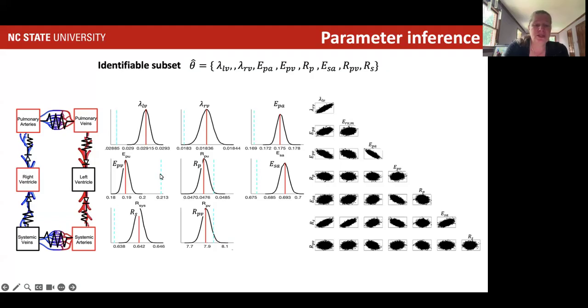And the dashed line here are the estimates we got from the point-wise parameter estimation. But if you notice the scale here on our x-axis, our distributions really have very narrow intervals. And there's a reason for that, which we may or may not discuss on this slide.